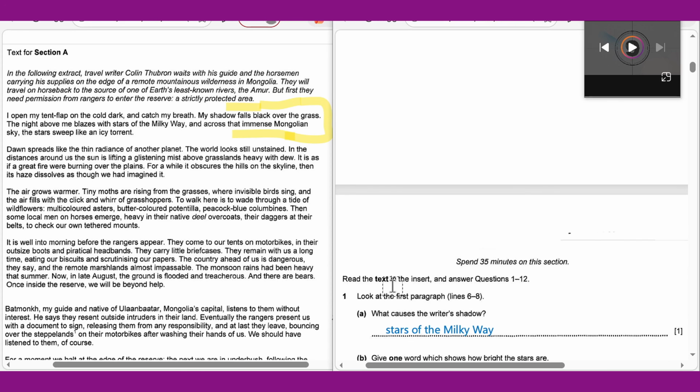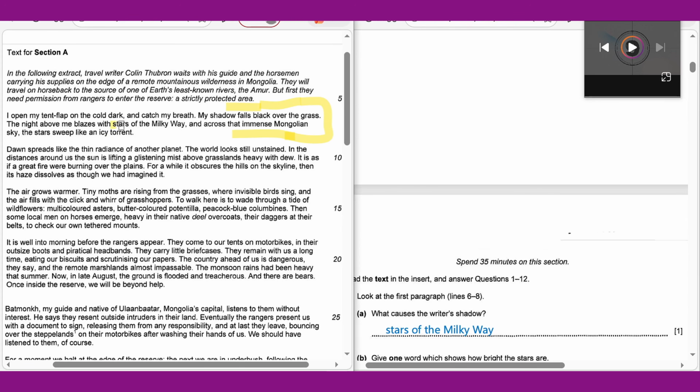Okay, the answer is stars of the Milky Way. You can see in here, the night above me blazes with stars. So those stars cause shadows that fall back over the grass. So that's about the shadow.